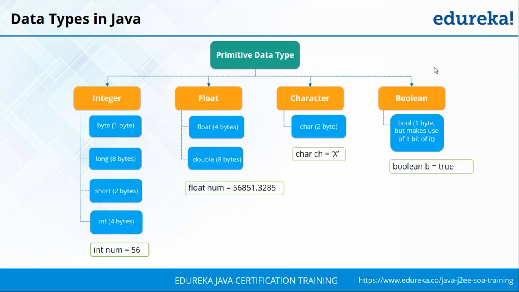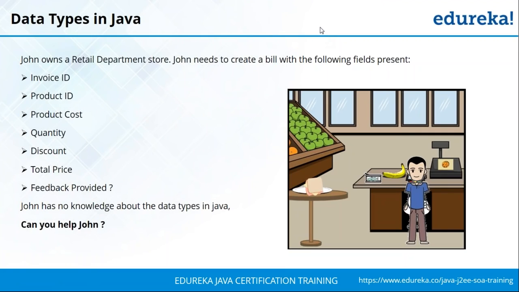Alright, so moving forward, let's see a use case where you're going to be using the different data types. So John owns a department store. He wants to create a bill which has to have the following fields, but John does not know Java. So he wants you to help him out and create the corresponding fields with the correct data types. So you're going to have an invoice ID, a product ID, a product cost, a quantity, a discount, total price, and whether the customer has provided feedback. So can you guys guess which data type is going to be associated to which field?